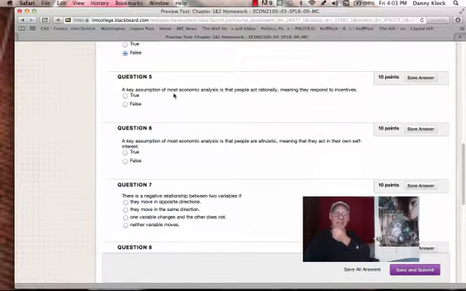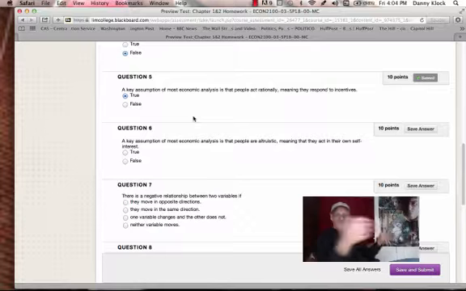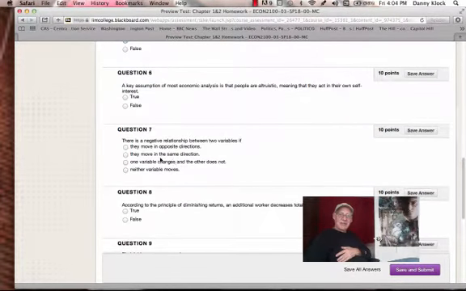Question 5, a key assumption of most economic analysis is that people are rational, meaning that they respond to incentives. That is true, except there have been a lot of studies recently, and the guy that won the last Nobel Prize for economics was looking at how people do not act rationally a lot of times. Like, an example is, I mow my own lawn, right? I say it saves me some money. But then would I mow my neighbor's lawn if he paid me $20? No, I wouldn't. And that's about the money, as much money as I would pay. So it's really not rational for me saying that I'm saving money with my lawn.